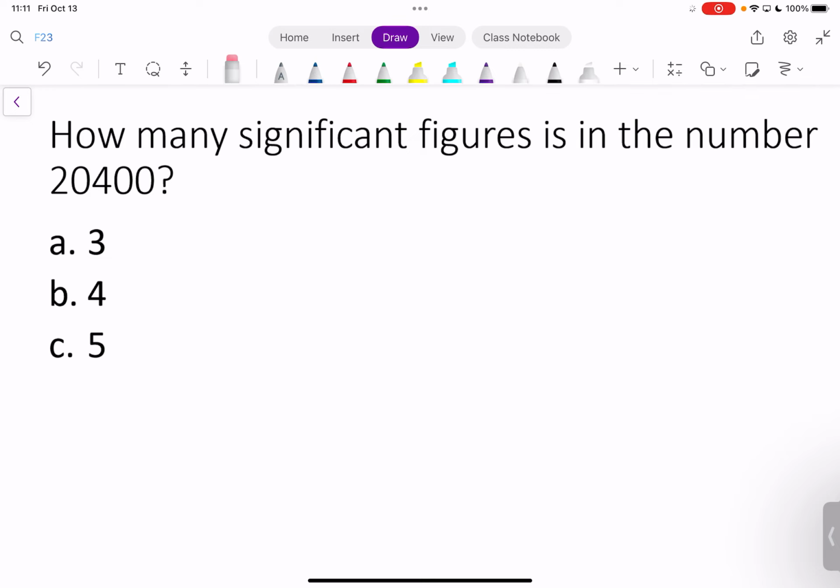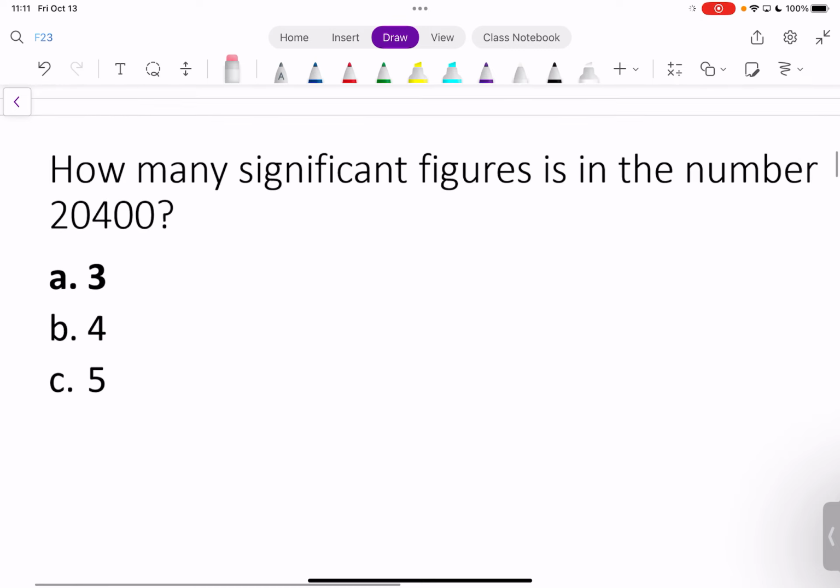Okay. All right. How many sig figs are in the number 20400, or 20,400? How many sig figs? Yeah, how come it's 3 and not 5? Yeah, trailing zeros only count if there's a decimal, right? So this 2 is significant. This 0 is significant because why? Sandwiched, right? And then the 4 is significant. So 3 sig figs.